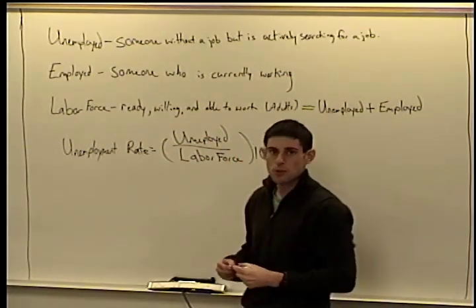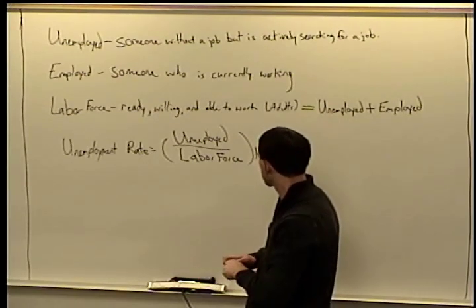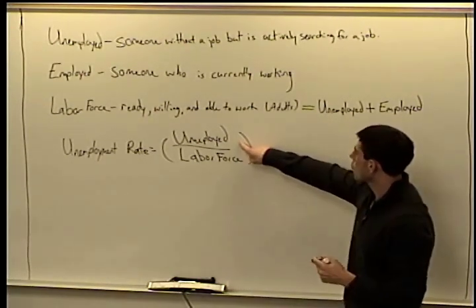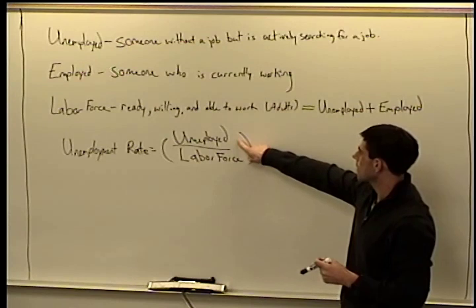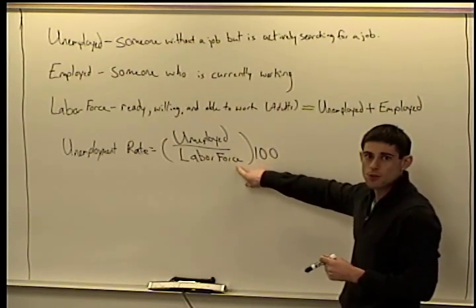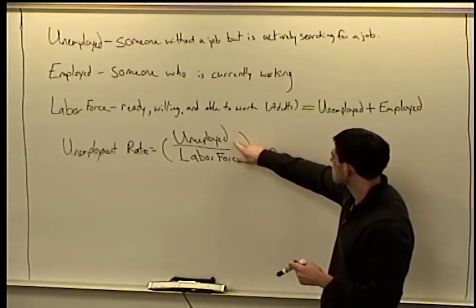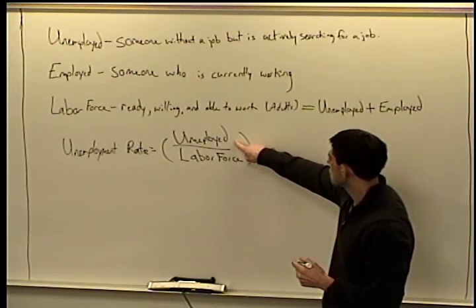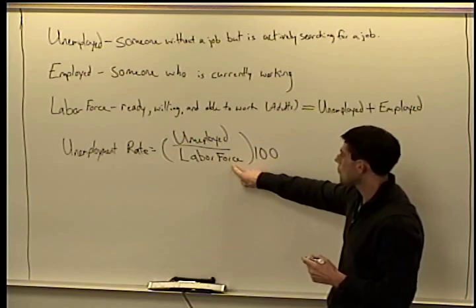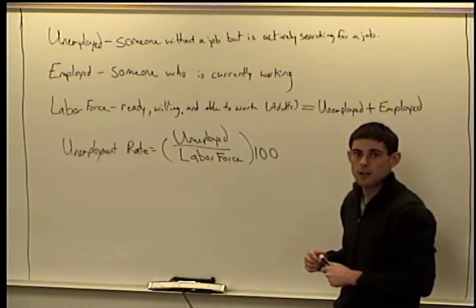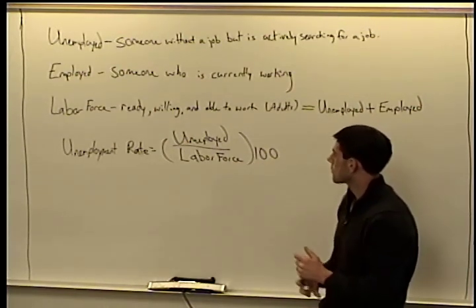So we think of the unemployment rate as a percentage. What this is saying is, what is the percentage of people who cannot find a job out of everyone who is ready, willing, and able to work? Or another way to put it is, what is the percentage of people who cannot find a job out of everyone who wants a job? And that's how we define the unemployment rate.